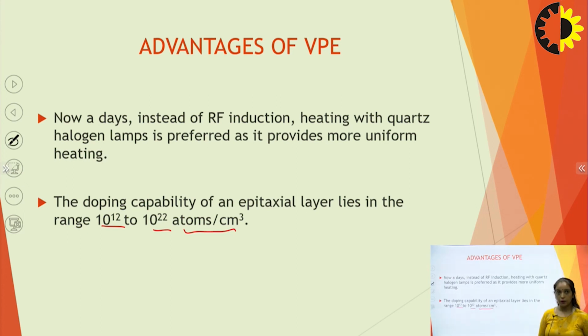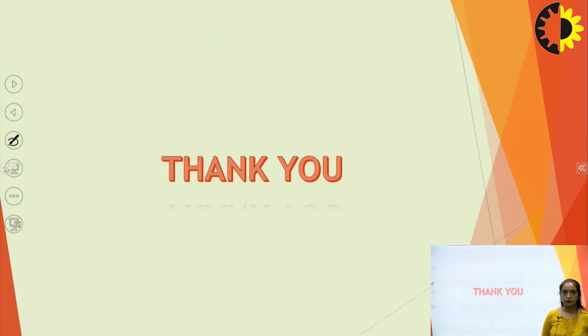And finally, the advantages of VPE, and these days we can use the halogen lamps also, so that they can provide uniform heating, and the doping capability of epitaxial layer lies between the range of 10 raised to the power 10 to 10 raised to the power 22 atoms per centimeter cube. So, in the next class we are going to study molecular beam epitaxy, and how it is used to grow the epitaxial layer. Thank you so much.